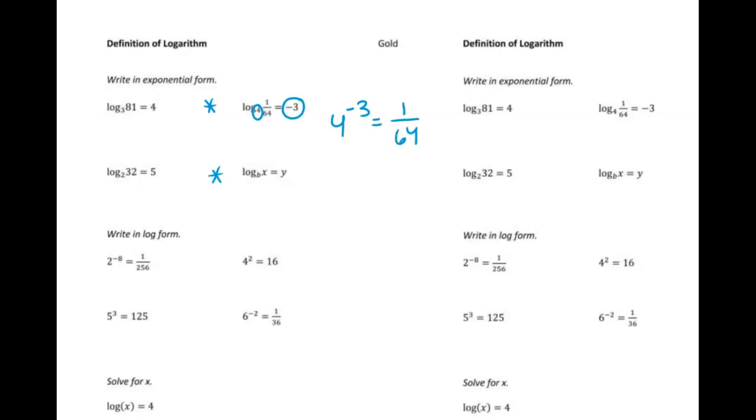And again, to tell if you're right, they should always be true statements. So 4 to the negative third power actually does equal 1 over 64. And if you've got variables, there's not really a way to tell if it's true. For log base b of x equals y, b is our base, x is our argument, y is our exponent, so b to the y equals x.